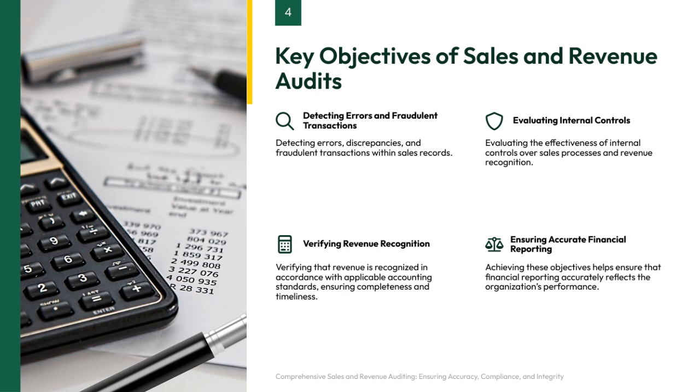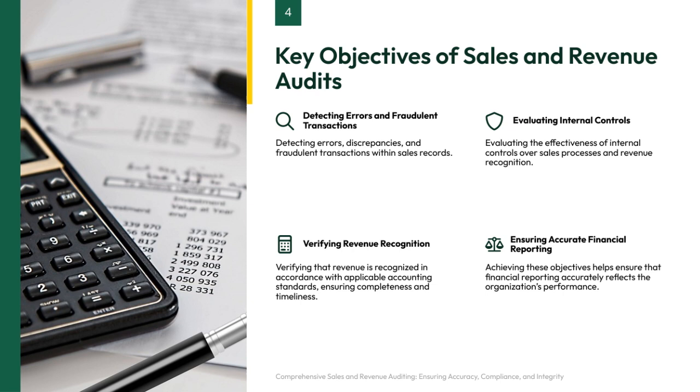When we talk about the key objectives of sales and revenue audits, there are four main goals to keep in mind. First, it's crucial to detect any errors, discrepancies, or even fraudulent transactions within the sales records. This helps protect the organization from financial misstatements or potential losses.